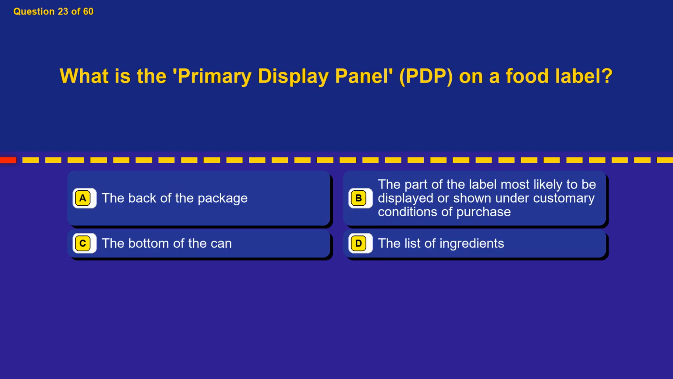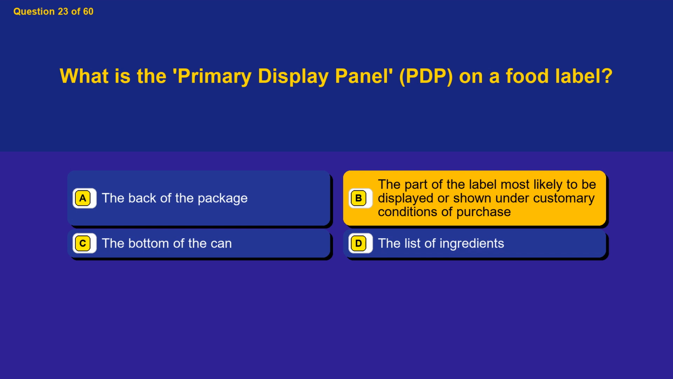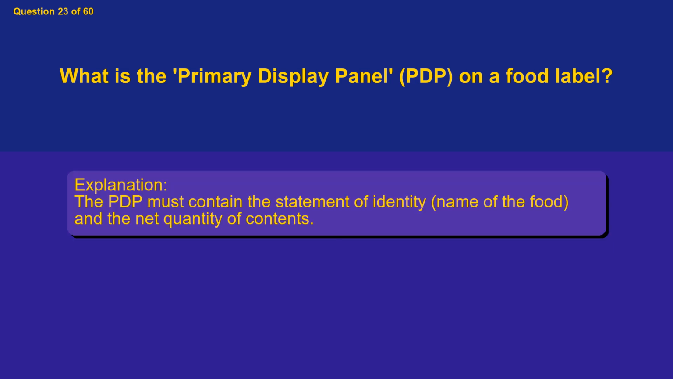Question 23. What is the primary display panel PDP on a food label? Option A. The back of the package. Option B. The part of the label most likely to be displayed or shown under customary conditions of purchase. Option C. The bottom of the can. Option D. The list of ingredients. The correct answer is option B. The part of the label most likely to be displayed or shown under customary conditions of purchase. The PDP must contain the statement of identity, name of the food, and the net quantity of contents.